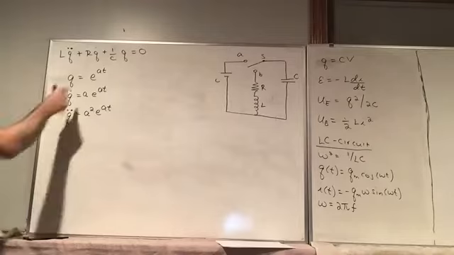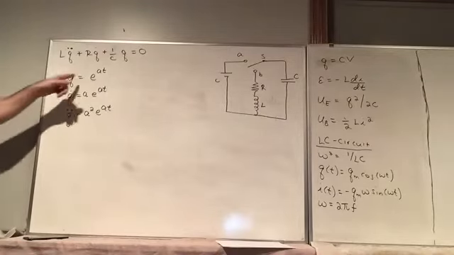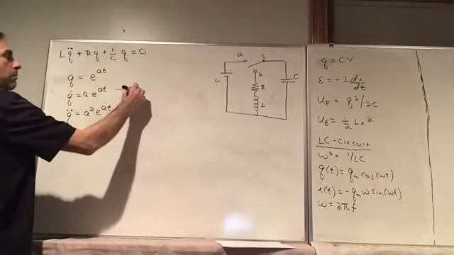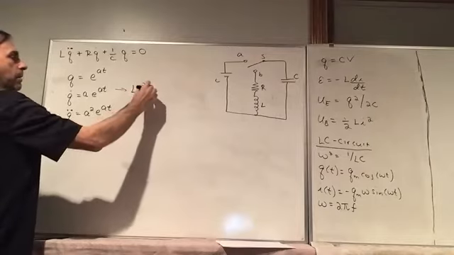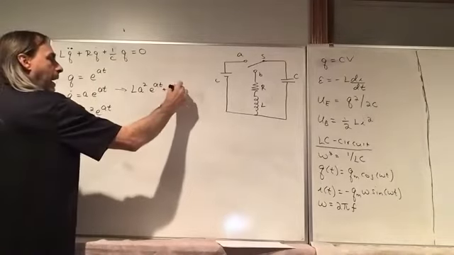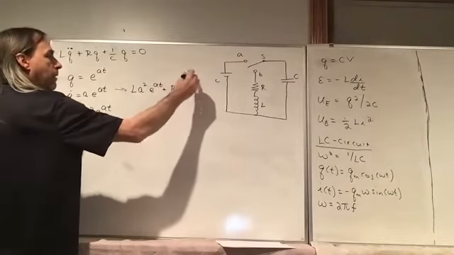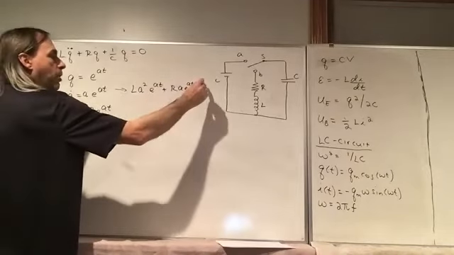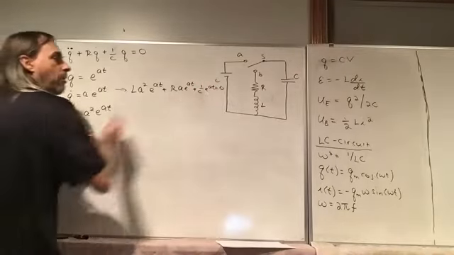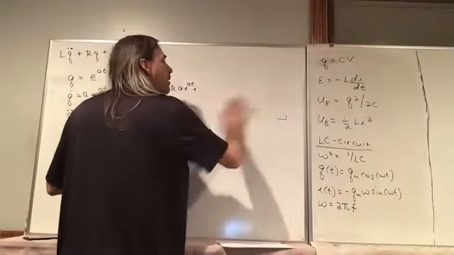Now, the thing is, you can multiply Q by a constant in front. I think we'll just take care of all of that at the end. So let's plug this in. And what we have then is L a squared e to the at plus R times Q dot, which is R a e to the at, plus 1 over C times Q, which is e to the at. I'm going to erase this. We can always draw the circuit if we need to later.